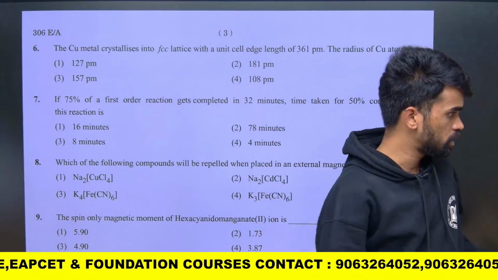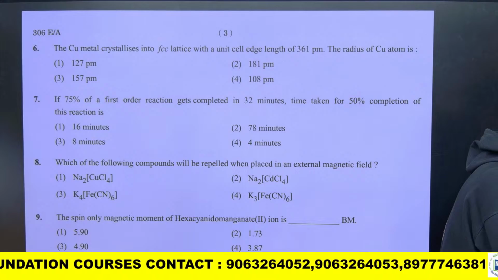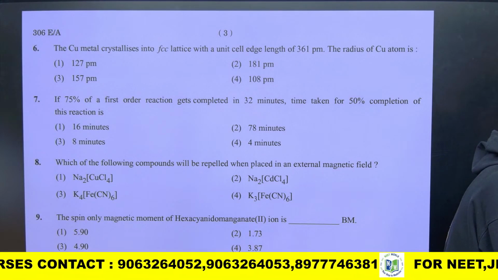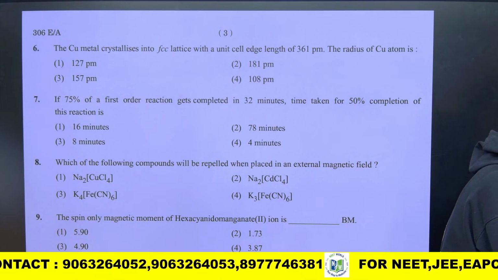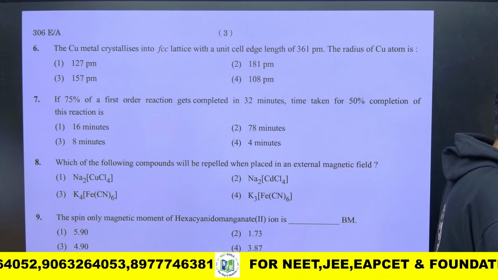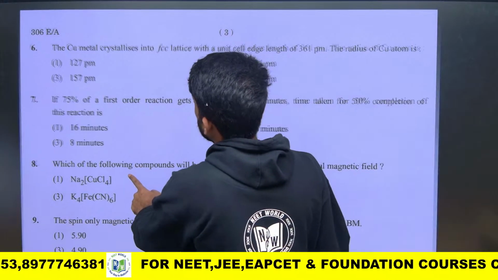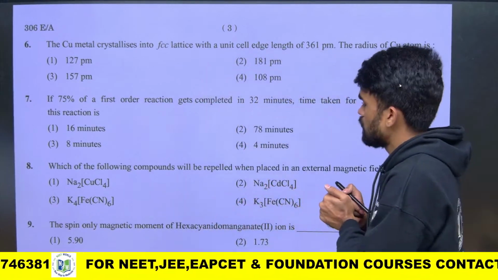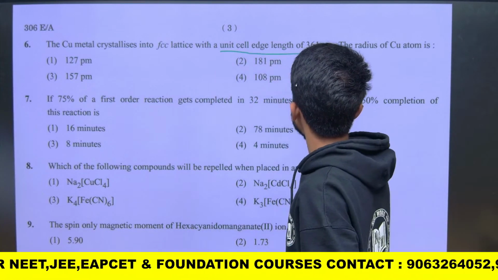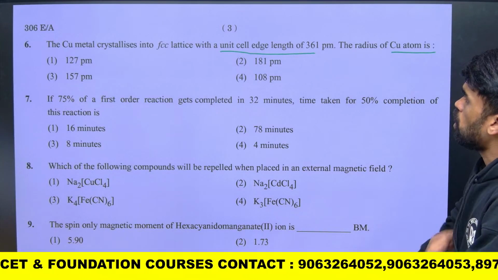Okay, so look into this once again. I hope everything is clear here, there is no confusion in this. In this question what we have is: copper metal crystallizes into an FCC lattice with a unit cell edge length of 361 picometers. The radius of the copper atom is. So how can we write this?